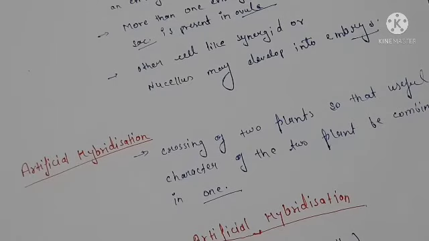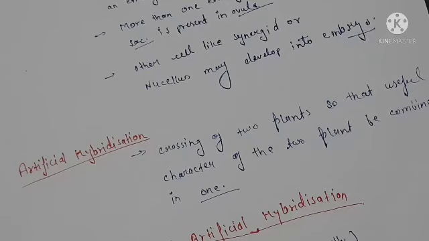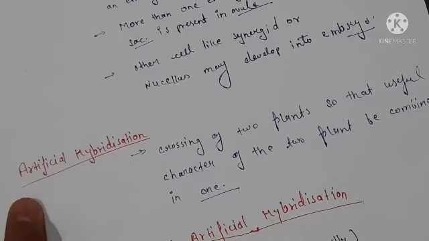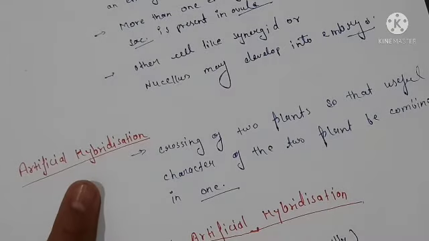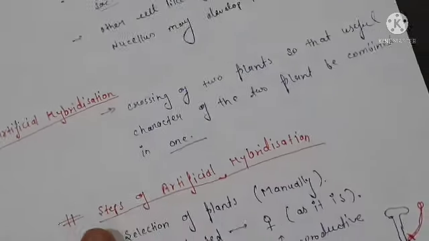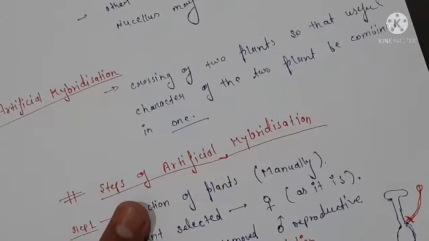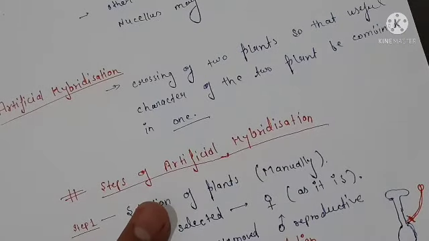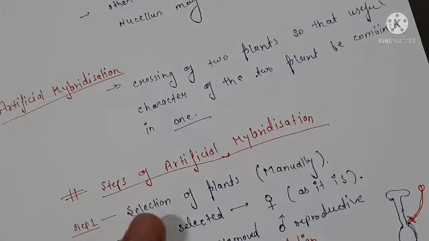Okay, so what is the aim of artificial hybridization? It is useful in plant breeding to improve the quality of the plant. Simply, you can say we use artificial hybridization to improve the quality of the plant. Now, what are the steps involved in artificial hybridization? Step first is selection of plant. We will select the plant manually.